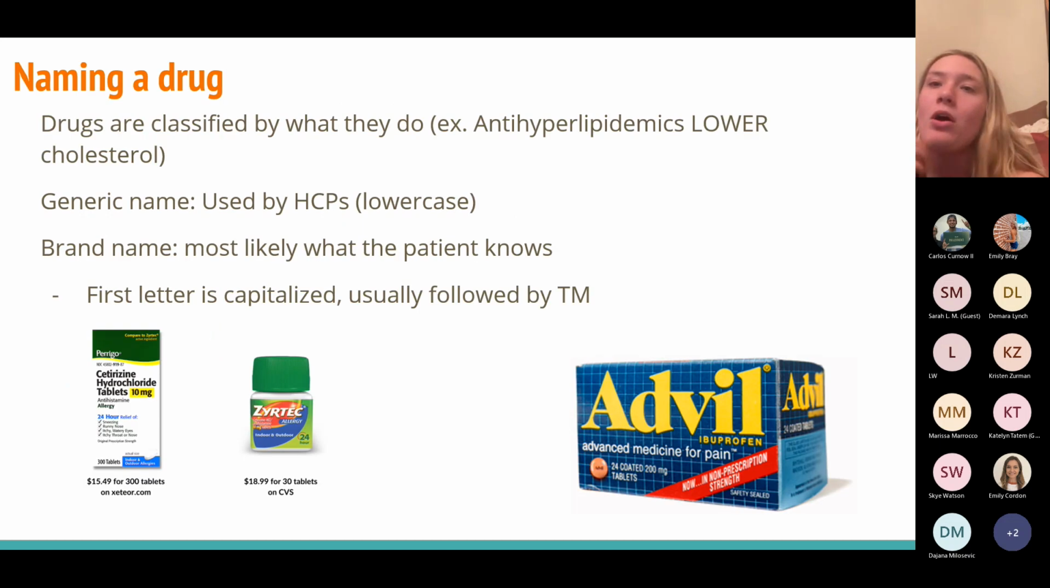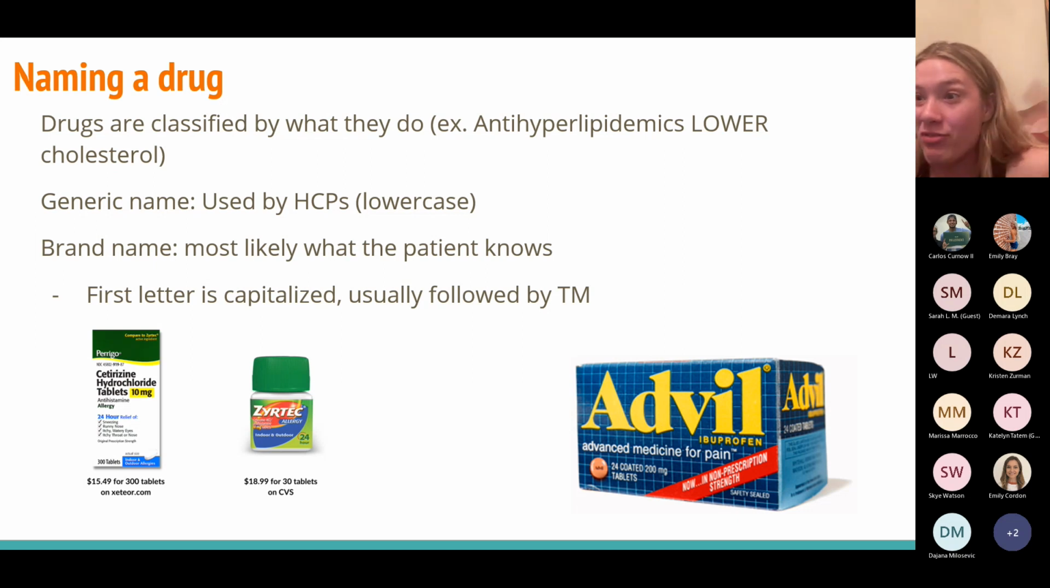So when we name our drugs, they're classified by what they do. Antihyperlipidemics lower cholesterol. When you're in the clinical setting, you might not be able to ask your patient, are you on an antihyperlipidemic? They might not know what that is, but you'll tell them, are you on your cholesterol pill? And they'll know what that is. But for the purposes of pharmacology class and the NCLEX, we really want to know what the classification of the drug is.